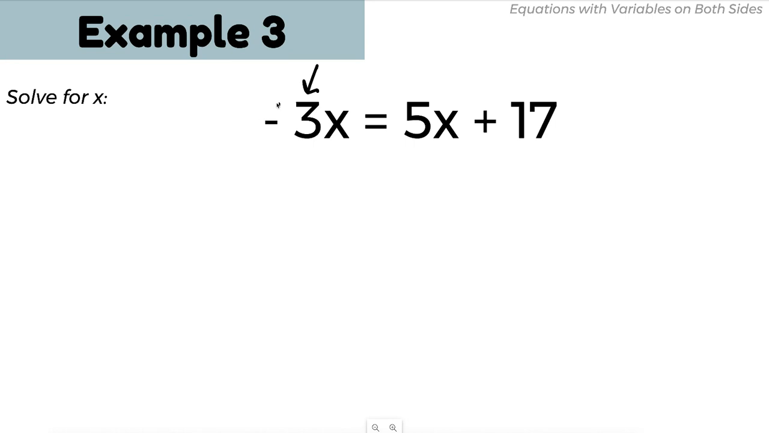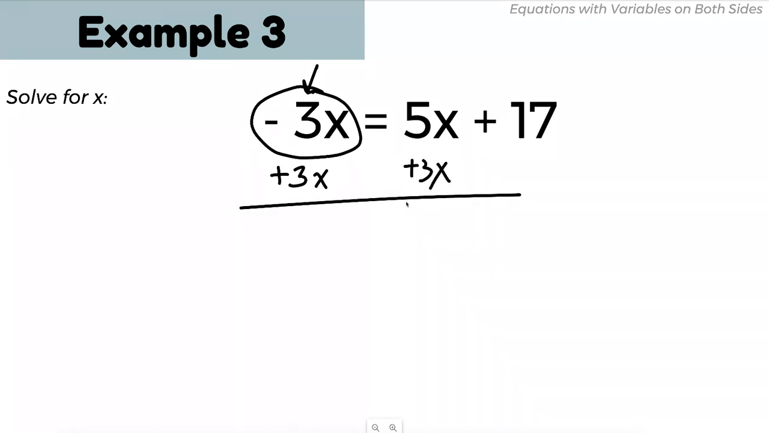So let's say you're dead set on eliminating -3x from this side. So we add 3x to both sides. On the left, I get 0, and on the right, I get 8x plus 17. That's going to make people nervous. People are going to start freaking out. They see a 0, they're going to put the equal sign in the wrong place, and it's just going to become a disaster.